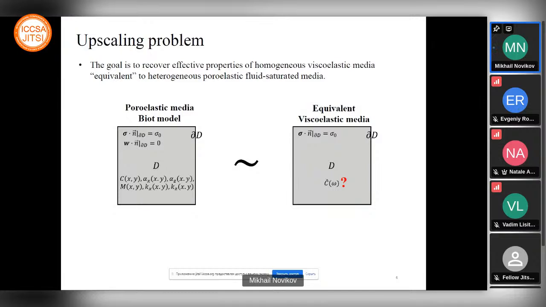By equivalent, we mean that if we set the same boundary loadings on two samples, of poroelastic media and equivalent viscoelastic media, which is unknown, we should get the same response from them.